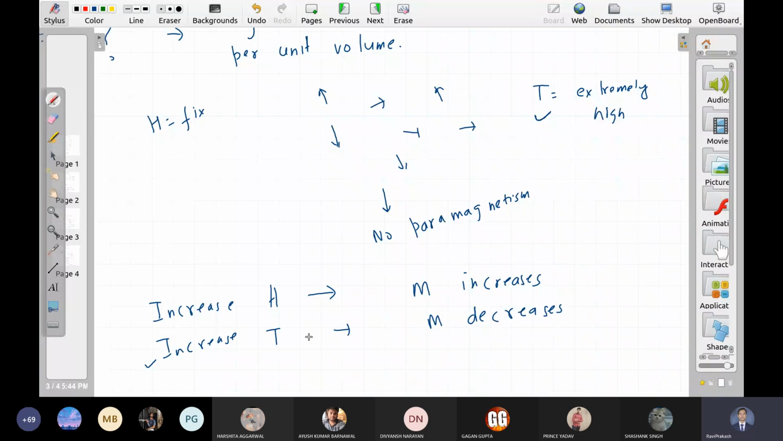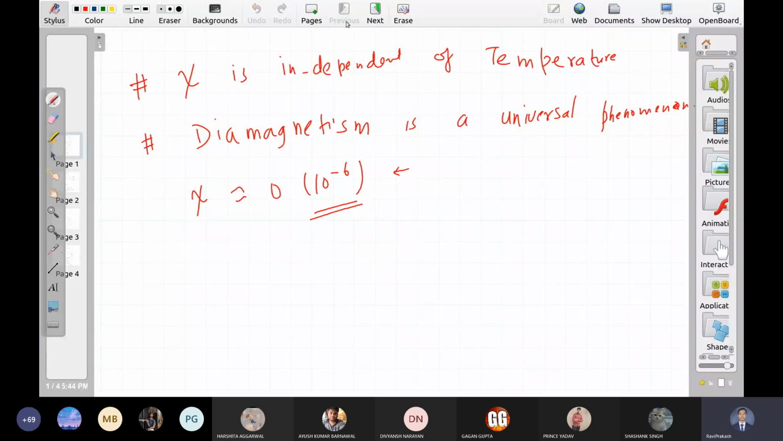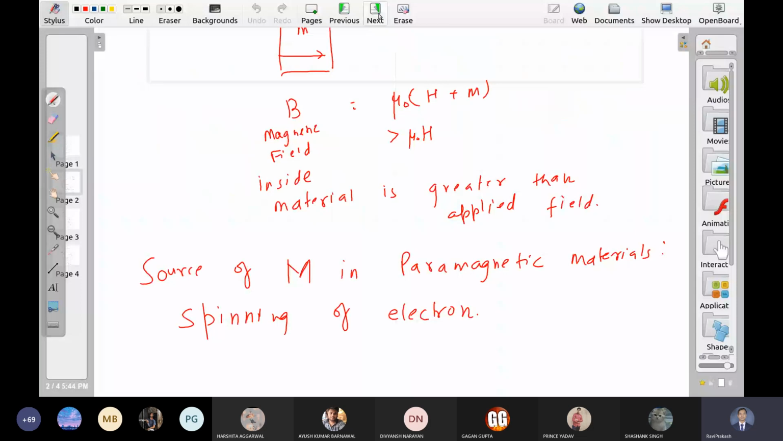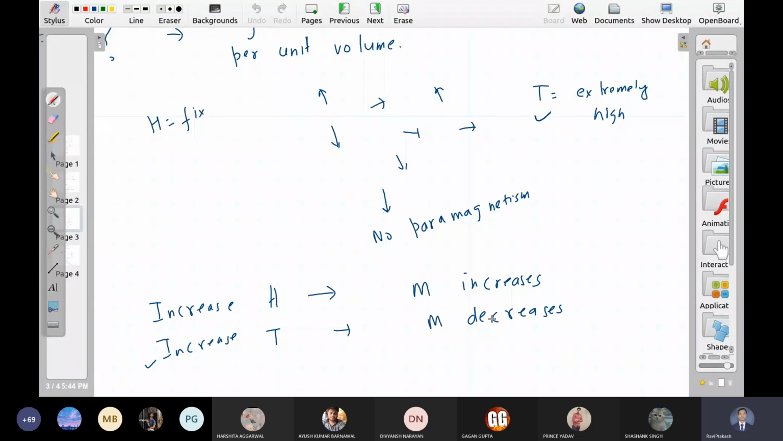So it is not like diamagnetic. Diamagnetic has no connection with temperature. It is always a fixed quantity. But paramagnetic behavior is affected by temperature. If you keep on increasing the temperature, you will lose the paramagnetic property of the materials.